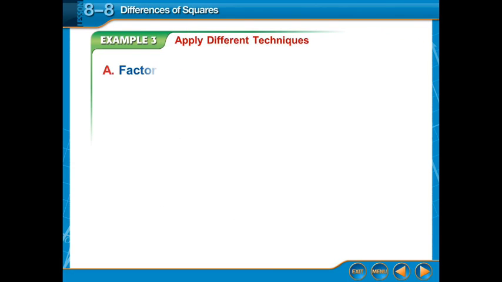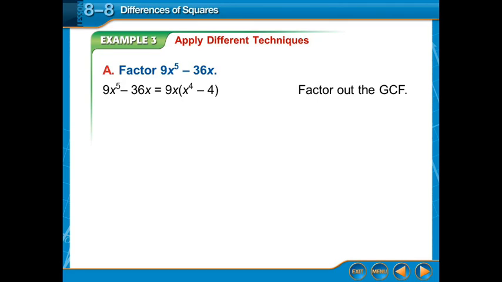Alright, let's look at another one. Sometimes you want to apply different techniques. So here you have 9x to the 5th minus 36x. Make sure that you factor out what they have in common first. Factor out that 9x, and you're left with x to the 4th minus 4, which is the difference of two squares. Ask yourself, what's the square root of x to the 4th? It's x squared. And what's the square root of 4, which is 2?